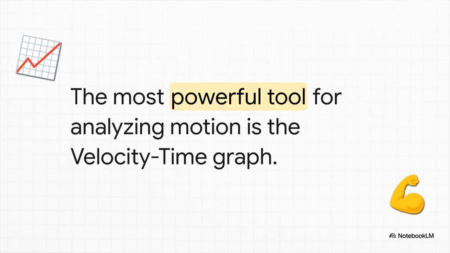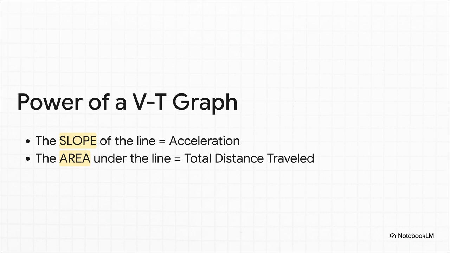But the real powerhouse, the heavy hitter, the tool that unlocks the deepest secrets of a journey, that is the velocity time graph. This is where it all comes together. And this is just brilliant. A velocity time graph gives you two crucial pieces of information for the price of one. First, the slope of the line doesn't tell you speed anymore. Now it tells you acceleration, which is the rate your velocity is changing. And second, the area underneath the line, that tells you the total distance the object traveled. It's incredible. Two huge insights from one simple chart.